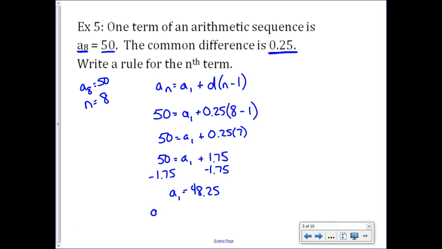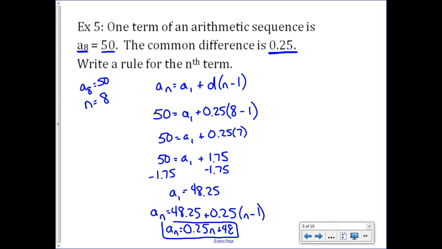Okay, so then a sub n, writing our rule, is 48.25 plus 0.25 times n minus 1. Go ahead and distribute that 0.25, get rid of those parentheses. So we get a sub n is equal to 0.25n plus 48 when we simplify that whole thing. So there is our rule. So we had to find the first term and then go back and plug it in.